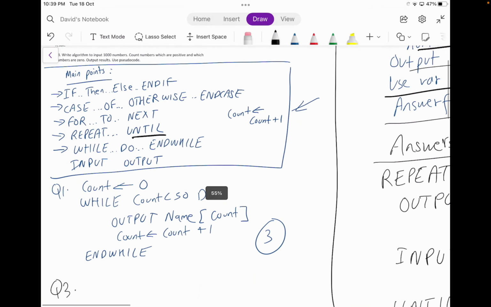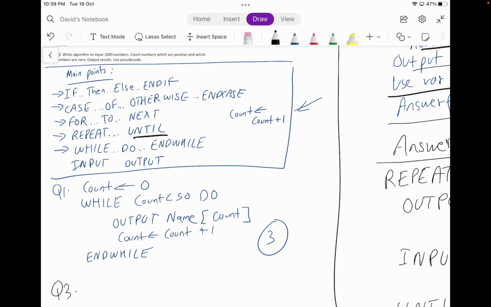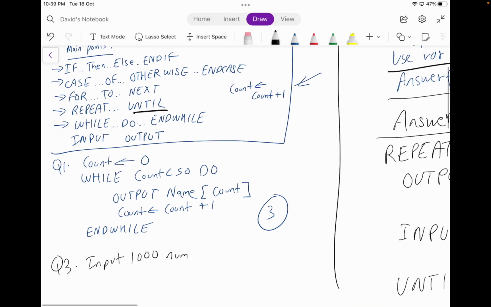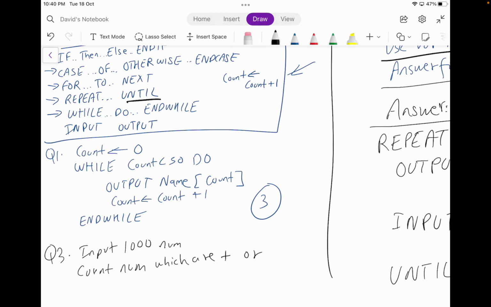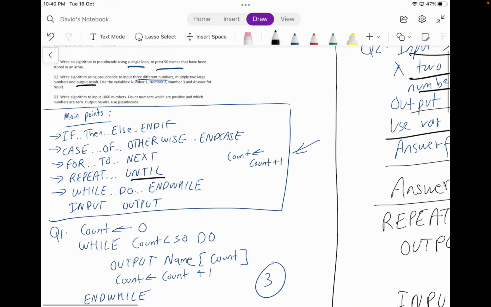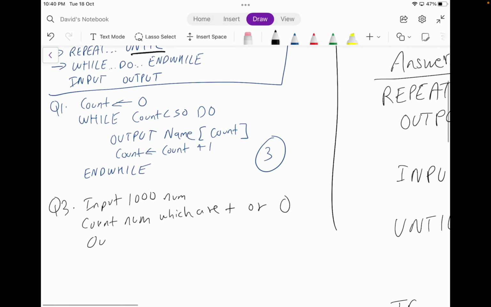Question 3 asks us to write an algorithm to input 3 numbers. So you're going to say, not 3 numbers, you're going to input 1,000 numbers and count. By the way, just write a short note on what you have to do when you read a question. Count numbers which are positive and which numbers are 0. You have to output the results.